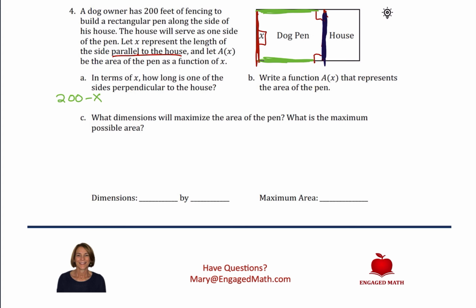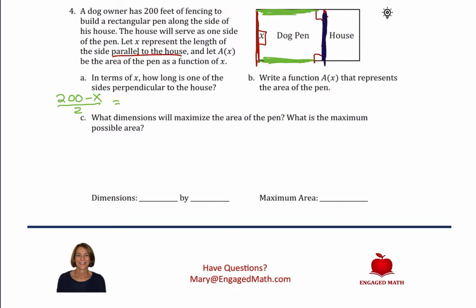So we are going to subtract that off, and then we're going to divide by 2 because we have two sides of the pen that need the fencing, the green. So out of the 200 feet of fencing, we've already used x amount for the red, and then we're going to divide the rest by 2 so that we get each one of the green sides.